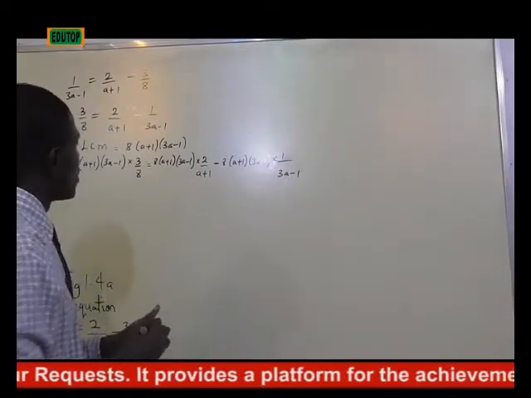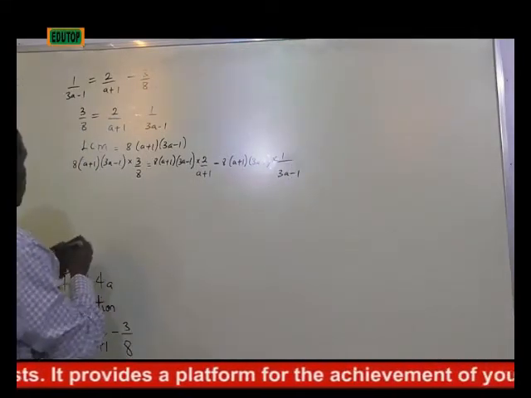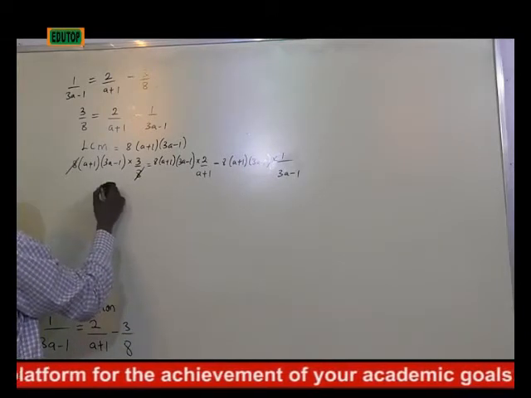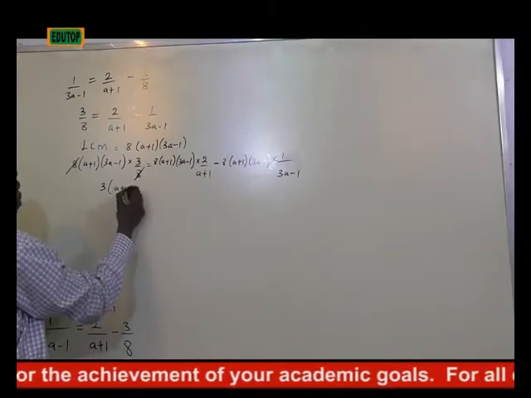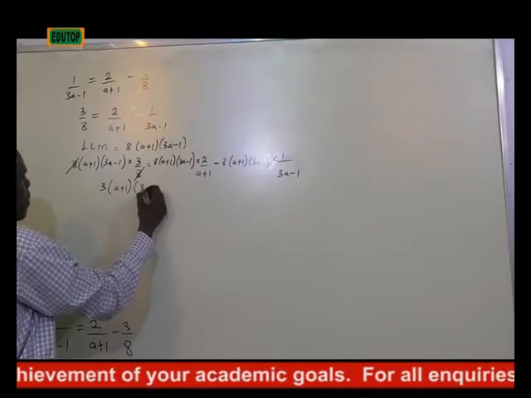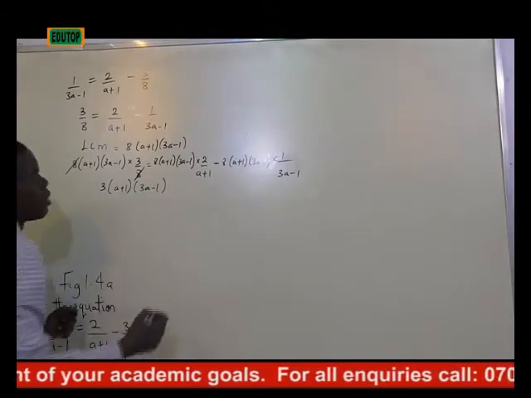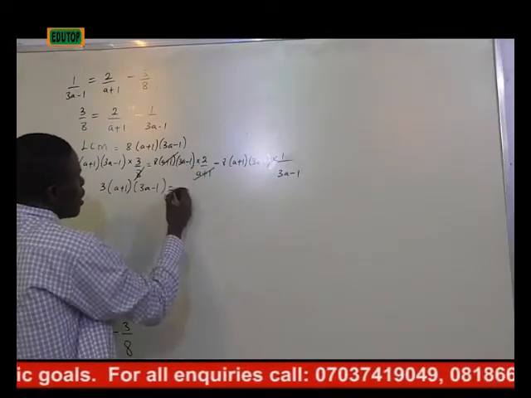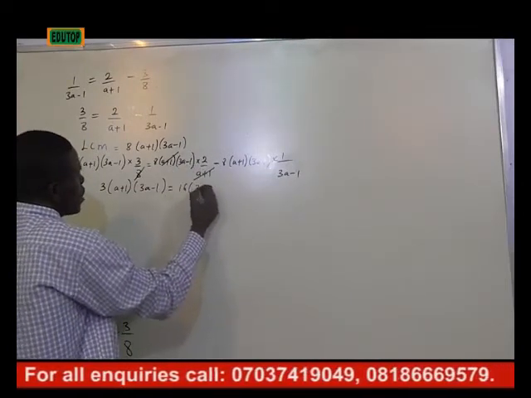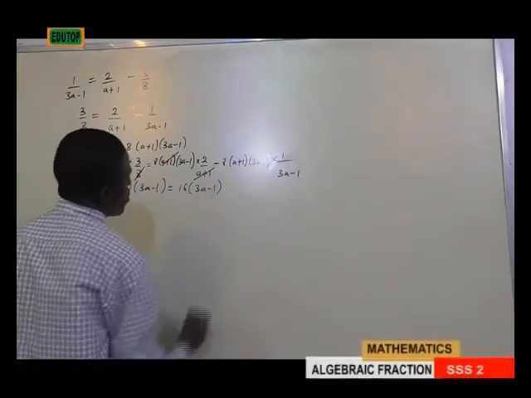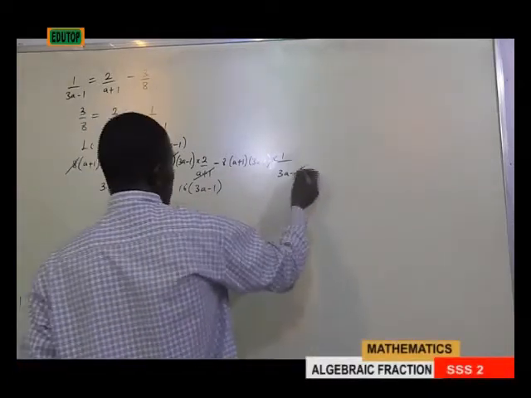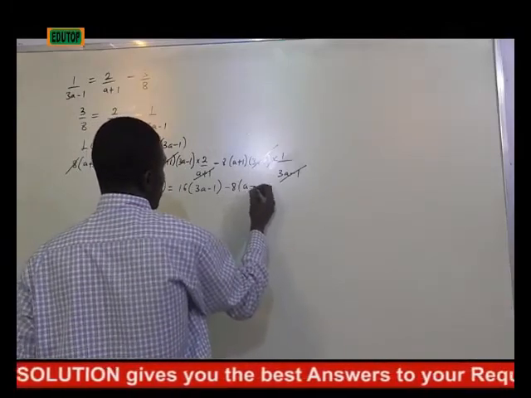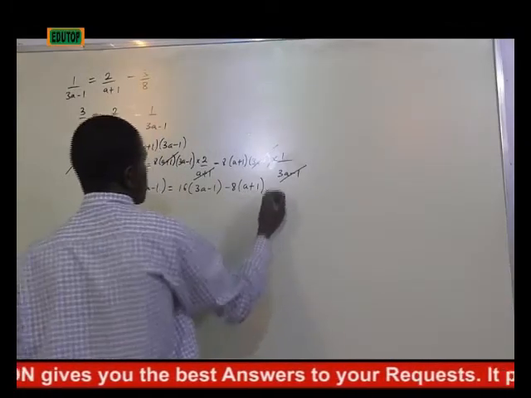Sorry for that. Then here we have this 8 can cancel this 8. Then we have 3 into a plus 1, 3a minus 1. Then this one can cancel this. 2 times 8, we have 16 into 3a minus 1. Then this can cancel this. Then we have minus 8 into a plus 1.